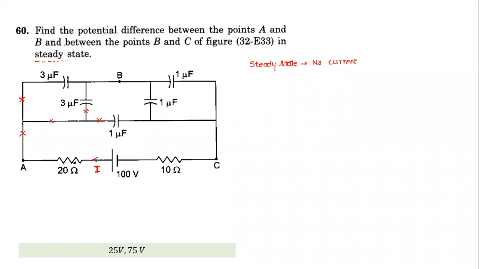So if this also has 0 current, this also has 0 current, this also must have 0. Because if 3 branches are there, if 2 of them are 0, the third cannot be non-zero. So net current is 0. So if the current is 0, what is the potential drop across this resistor? 0. What is the potential drop across this? 0. So I can remove this.